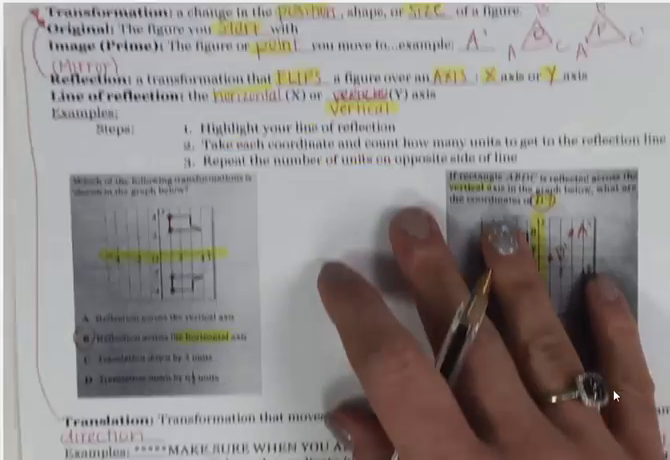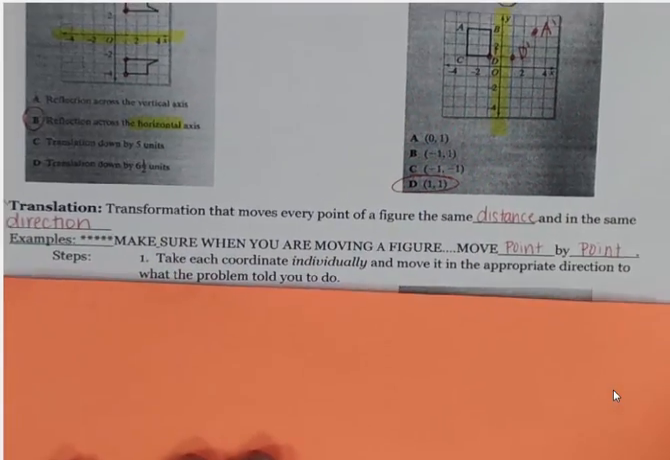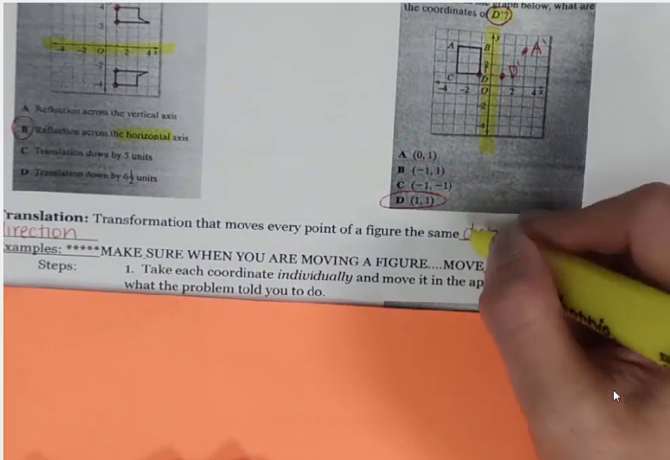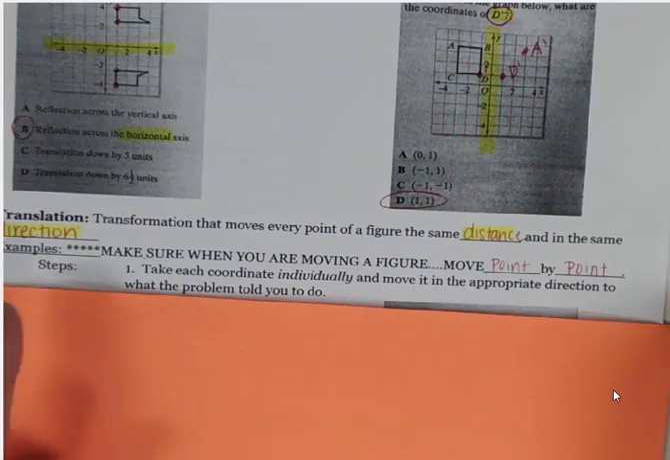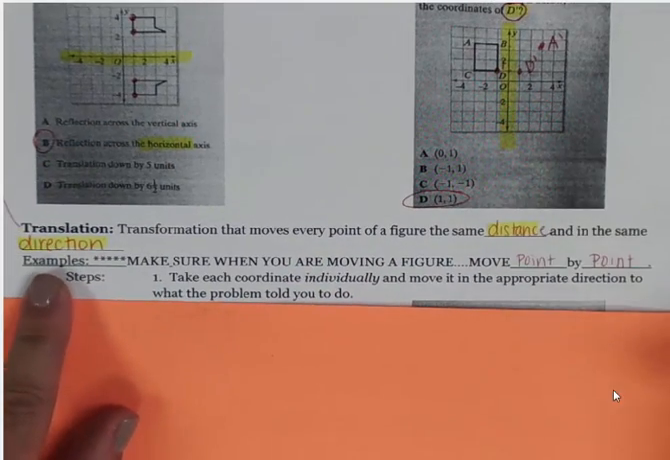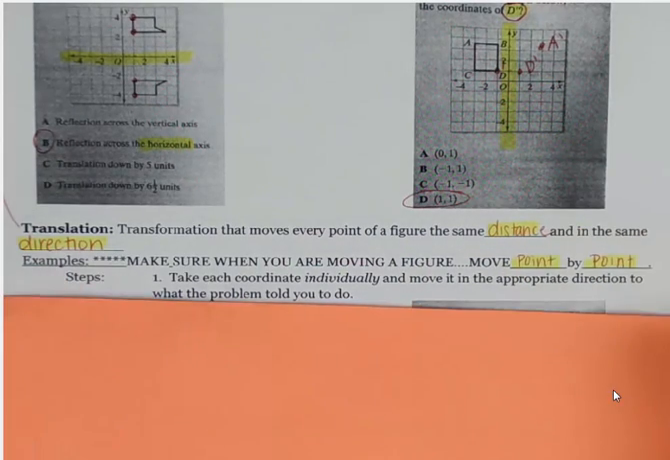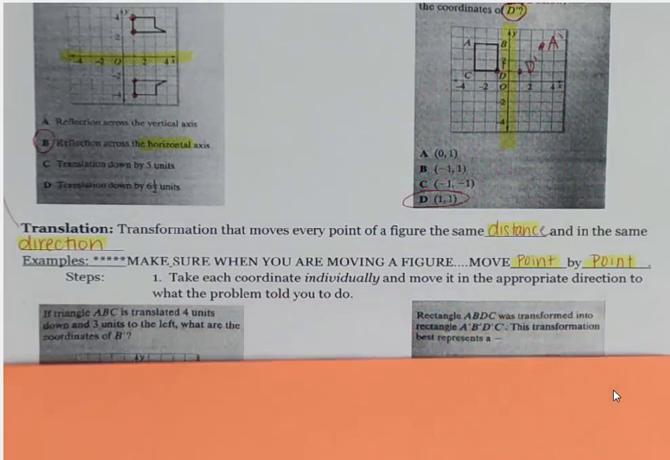Alright, a translation though is a transformation that moves every point of a figure the same distance and in the same direction. So when you're doing your examples, make sure when you're moving a figure, you move it point by point. You're going to see what I'm talking about in a second. The step says, take each coordinate individually and move it in the appropriate direction the problem told you to. This one's super simple.